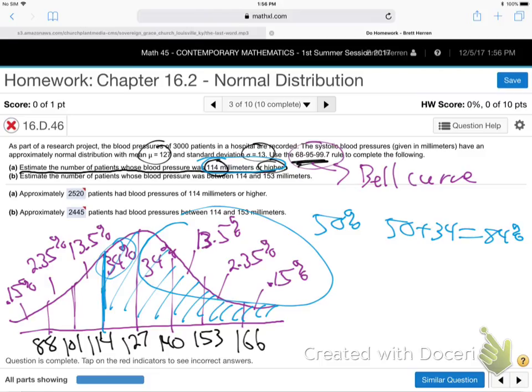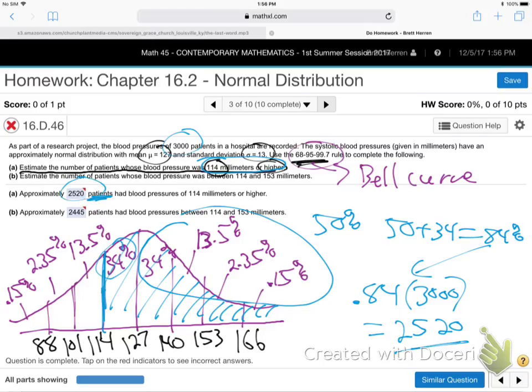They said how many patients, how many actual people. So remember what we do? We take that 84%, make it a decimal, and multiply by the number of people, which is 3,000, the total number. So 0.84 times 3,000 comes out to be 2,520. That's how we got that answer. Does that make sense?